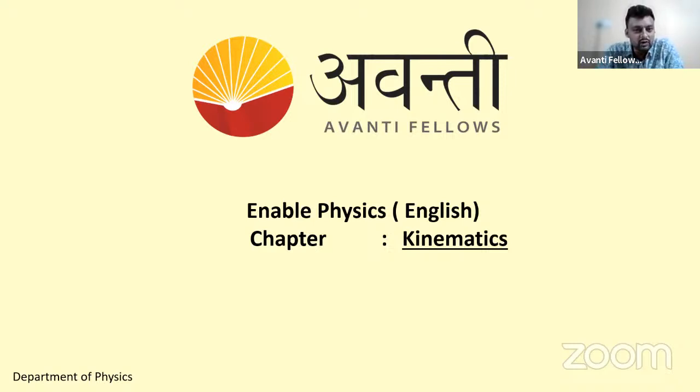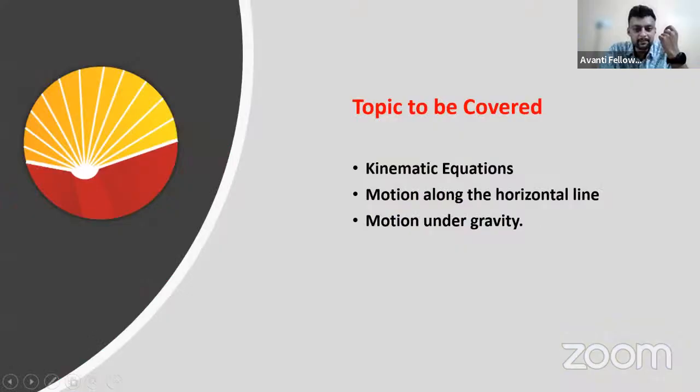In the previous class, you studied about graphs: the xt graph, vt graph, and the acceleration time graph. Now in this session, we will start with some kinematic equations, motion under gravity, and motion along the horizontal line. That's all we will study in this particular lecture. So, first of all, we will recall some previous things.